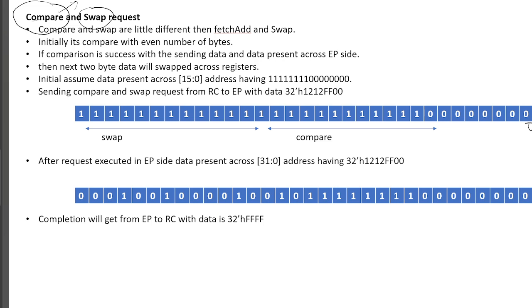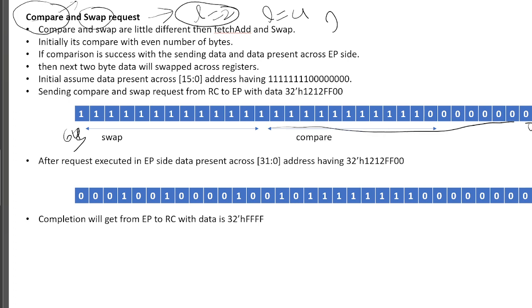So here it will compare first. Let us assume the scenario is for compare and swap; the length should be an even number, whether it is 2, 4, 6, like that. So it should be an even number. Let us take 64 bits of data, 0 to 63. The first 32 bits I will compare first. The remaining 32 bits will be swapped. This is the way compare and swap will happen.